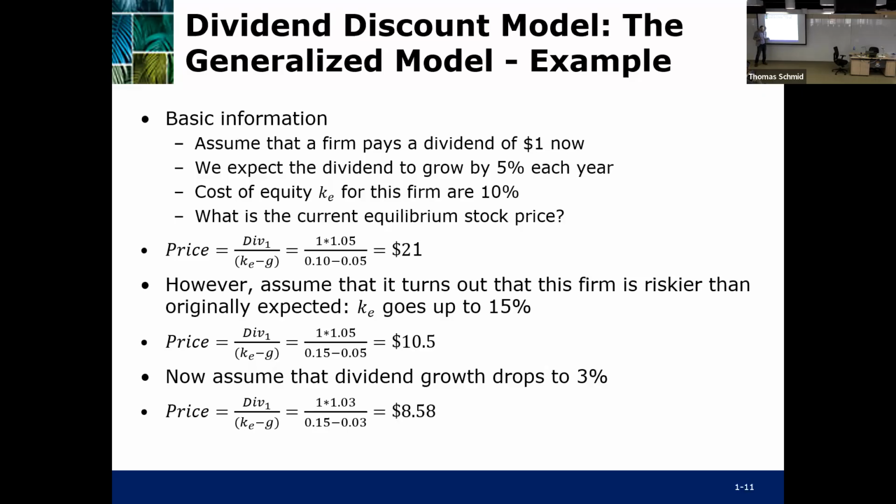So you see, this is all very fragile in a sense. KE is estimated. We first need to estimate beta, then we need to estimate the market risk premium, we need to estimate the risk-free rate. There's a lot of uncertainty. And if we only increase the cost of equity by 5%, from 10 to 15%, actually the price of the stock halves, only half. Okay? And then we can, of course, play around more. We can change the growth rate, and we will find another price.